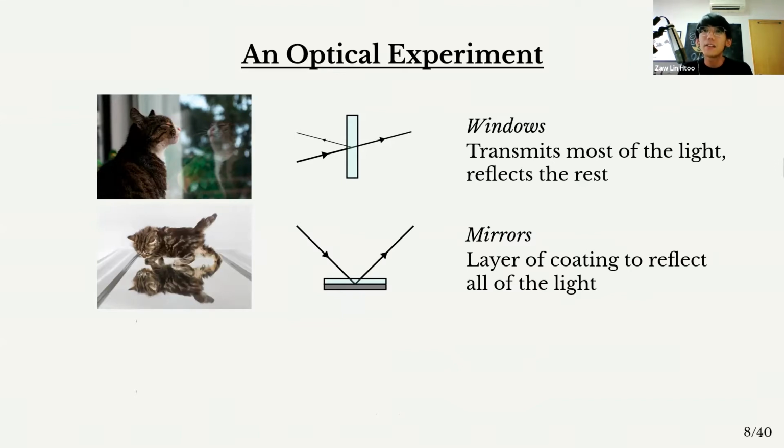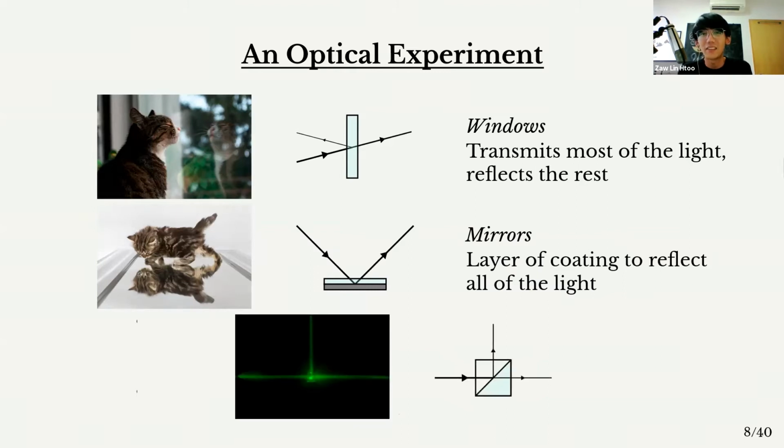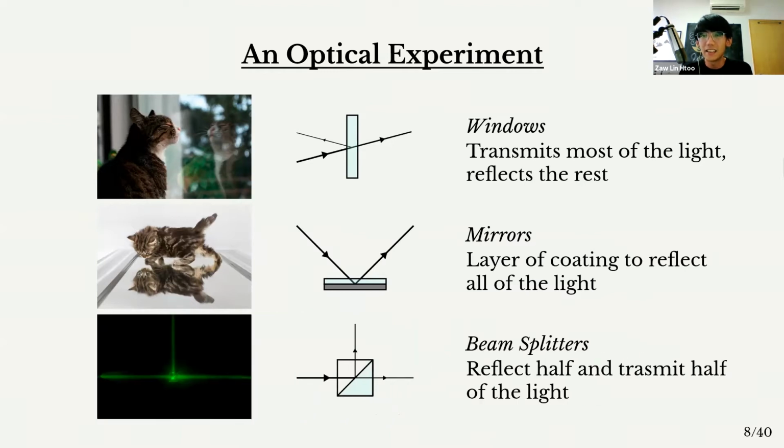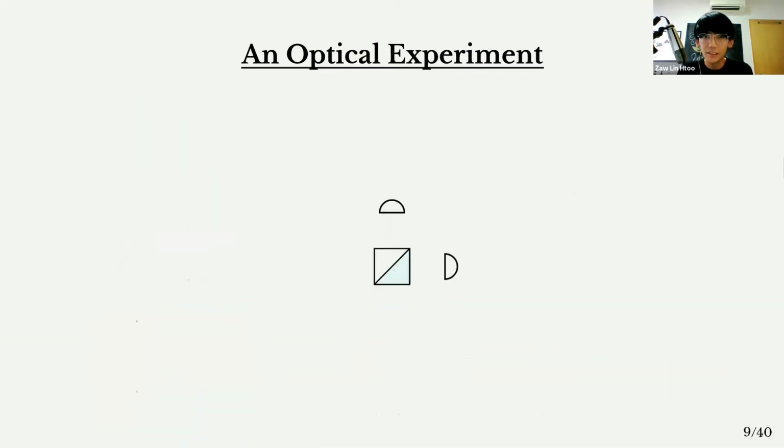And if you take the window concept, and you put a bit of coating, but just enough coating so that it reflects half of the light and transmits the other half, then this is something called a beam splitter. And this is the key for the experiment that we'll carry out. So let's look at a beam splitter.